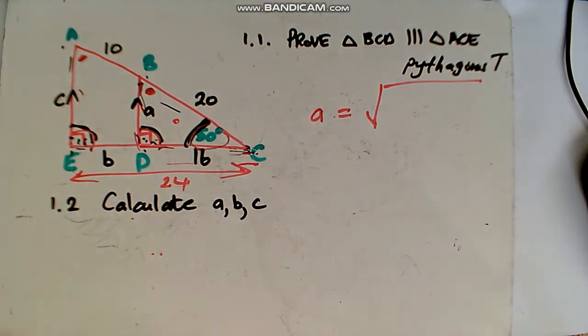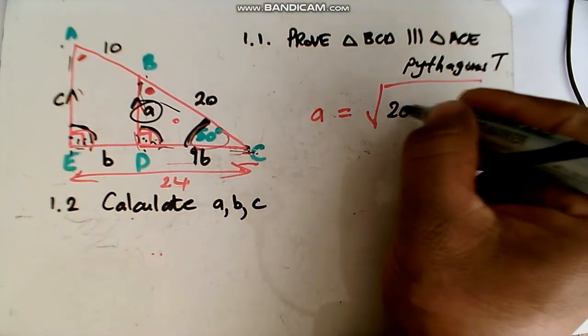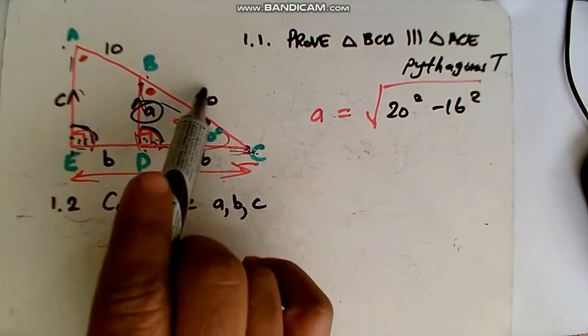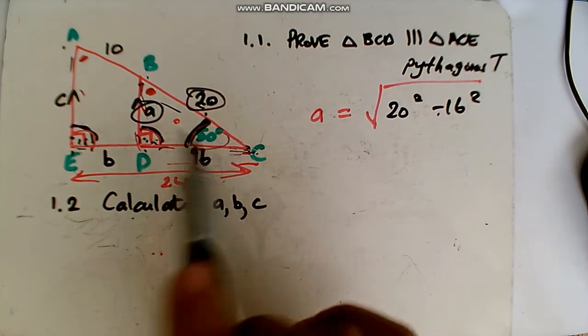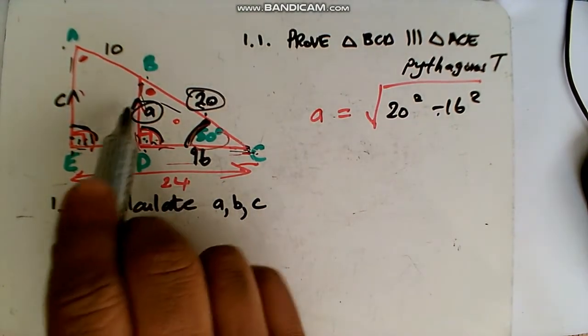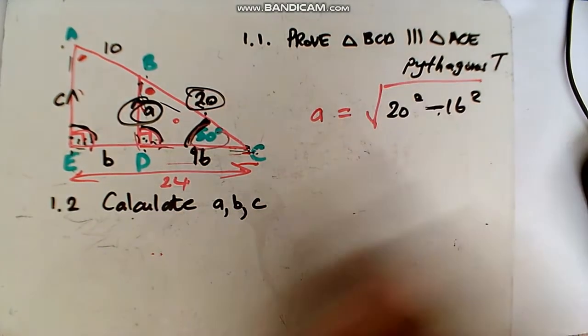To solve a, we can see that a is what's needed. We have two other values that are known, 20 and 16. Do you recall Pythagoras' theorem? Why will we subtract? Because we have the hypotenuse. When we have the hypotenuse, we will always subtract the other side. If we are finding the hypotenuse, we will add. But in this case, we are finding an unknown side, not the hypotenuse, so we will subtract.